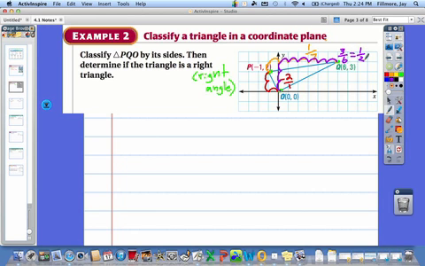Well, now I notice two of my slopes are opposite reciprocals. One is negative 2 over 1. One is positive 1/2. So my purple and red together, this line and this line, form a right angle because those two lines are perpendicular. So the first thing I'll say is yes, this is a right triangle.